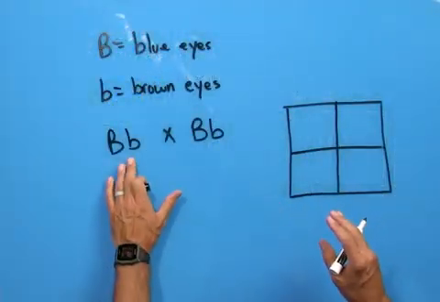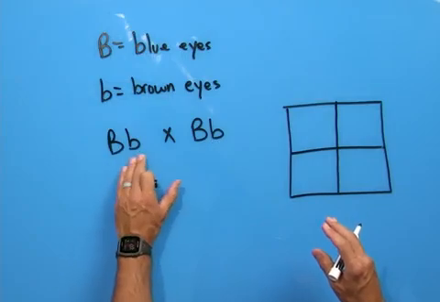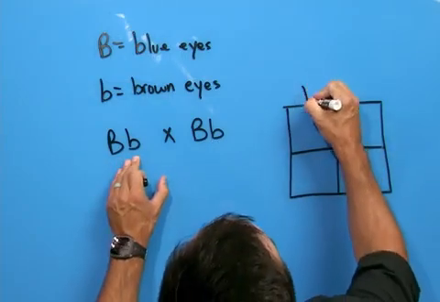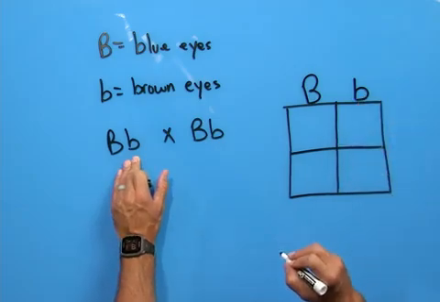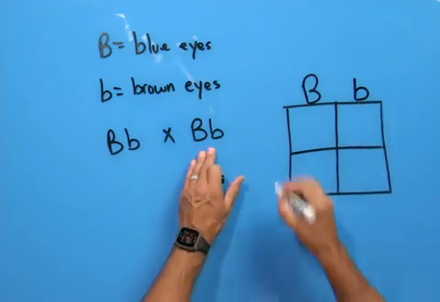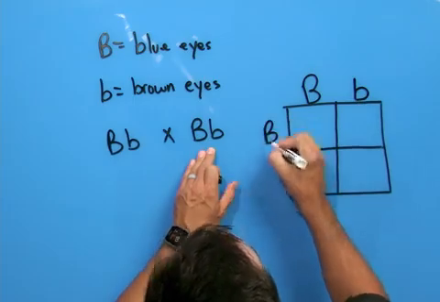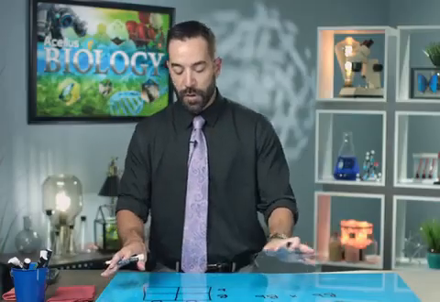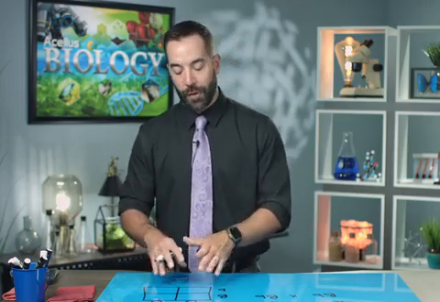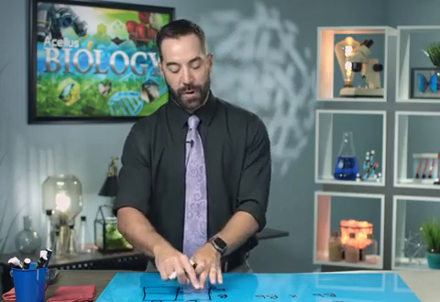So I always take the first parent that is listed, so that would be this parent right here, and I'm going to put them on top of my Punnett square, okay? And then I take the second parent that's listed and I put them on the side of my Punnett square, okay? And then there's no special math skills or anything involved here.